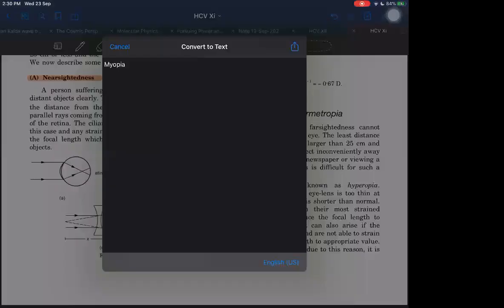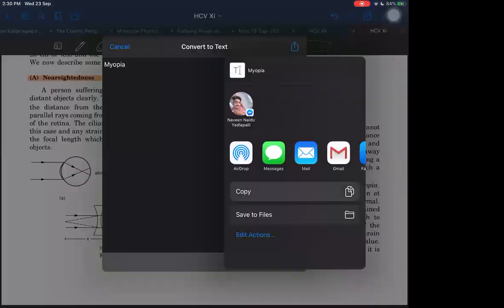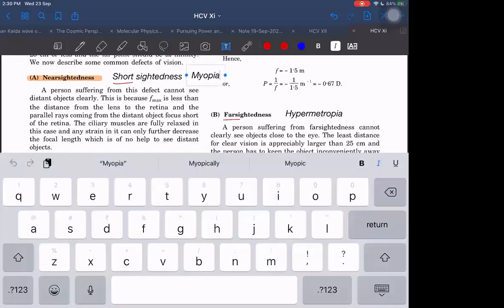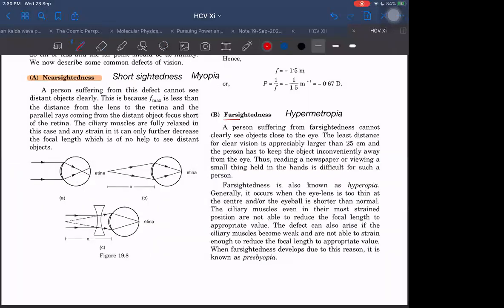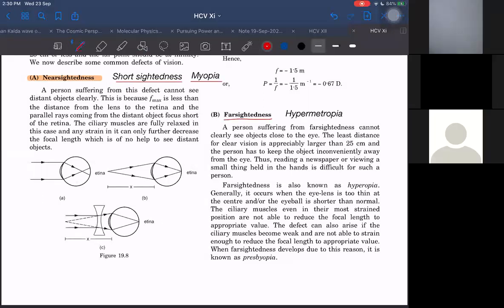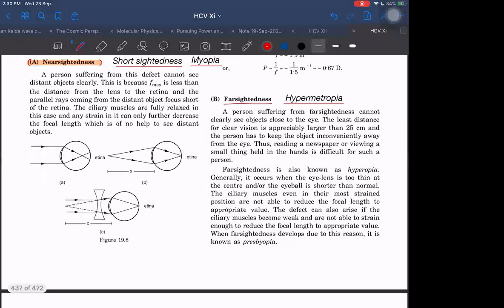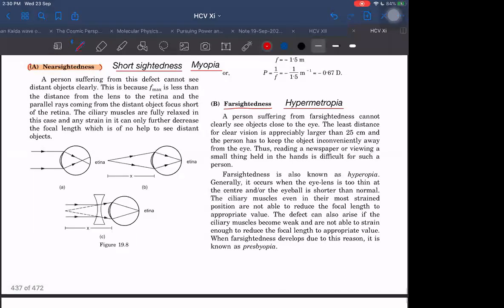Now they will mainly tell us what lenses we should use to correct this kind of defect, and what it means. First of all, what is the meaning of nearsightedness or short-sightedness? It means that we can see near but we cannot see far. In far-sightedness, hypermetropia, we can see far but we cannot see closer objects. So in nearsightedness only we can see near but we cannot see far. That is what it means. So if I want to see far away, then what should I do for seeing far away?